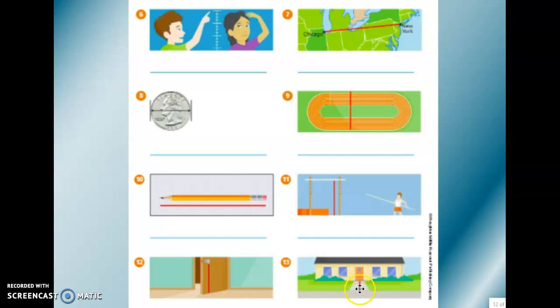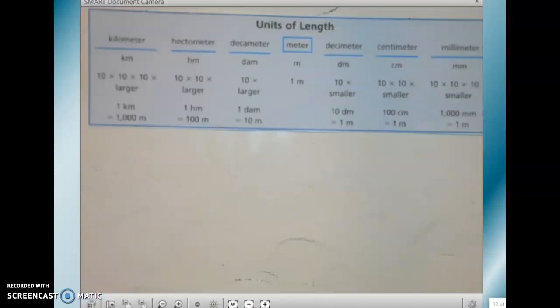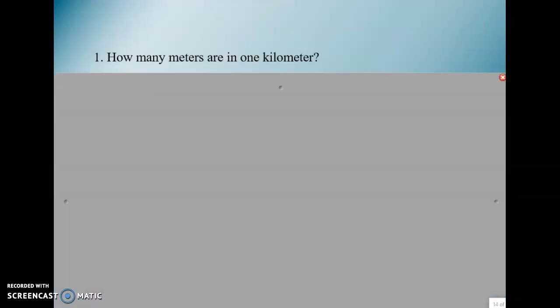I would think just laying a meter stick down and measuring how many meters it is would be great. All right, let's try some. Let's keep going back to our chart and referring to it, okay, so we can figure this out.